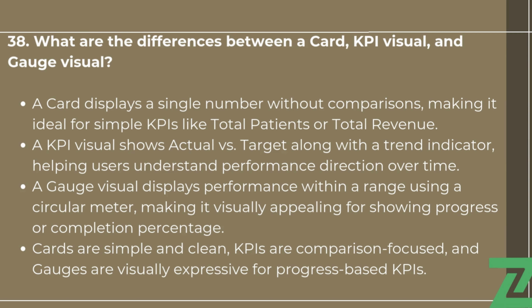A gauge visual displays performance within a range using a circular meter, making it visually appealing for showing progress or completion percentage. Cards are simple and clean, KPIs are comparison-focused, and gauges are visually expressive for progress-based KPIs.